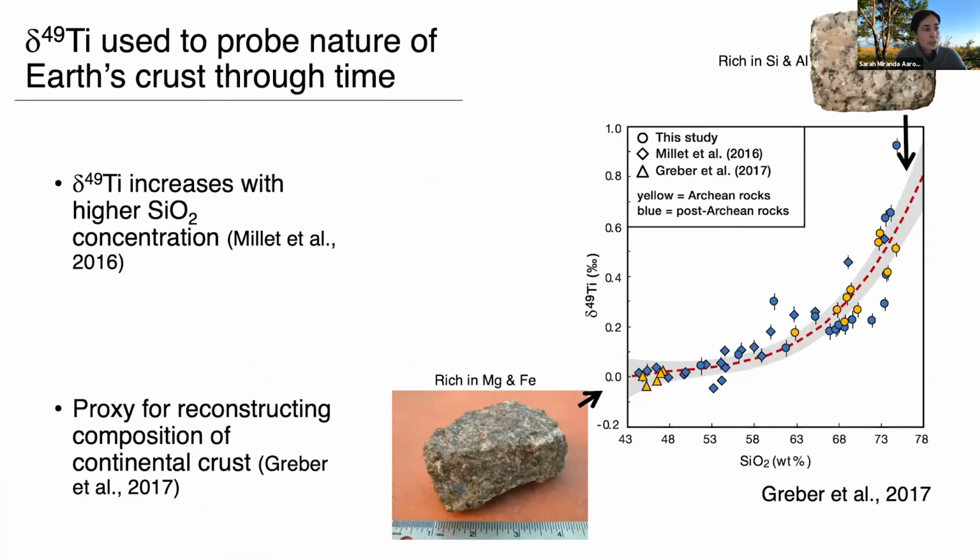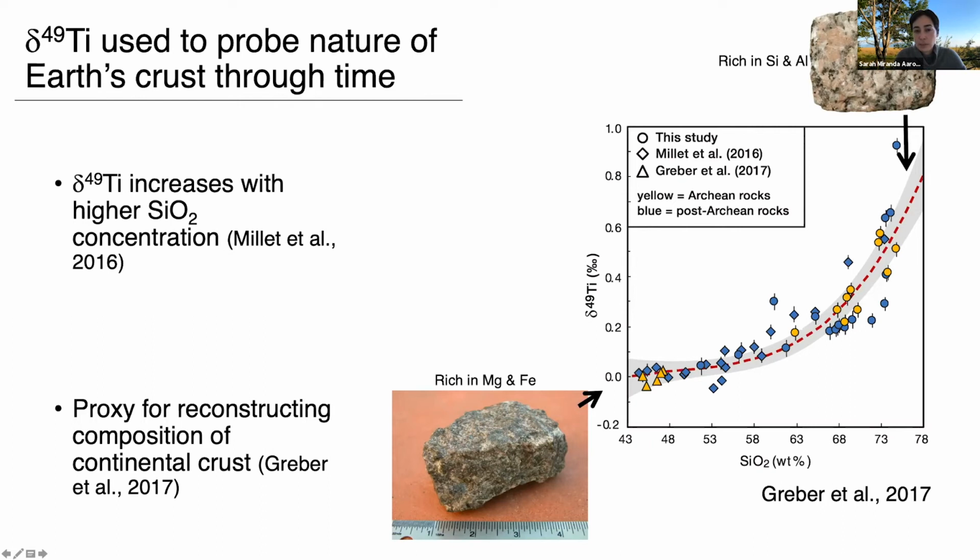So titanium isotopes in the rock record have been used recently to probe the nature of Earth's crust through time. This figure on the right-hand side is showing the silica content of rocks that are found on Earth with respect to the titanium isotope composition. The main thing to take away from this is that higher silica content rocks are continental crust, like granites, for example, whereas rocks that are low in silica content are things like oceanic crust, darker rocks that are rich in magnesium and iron.